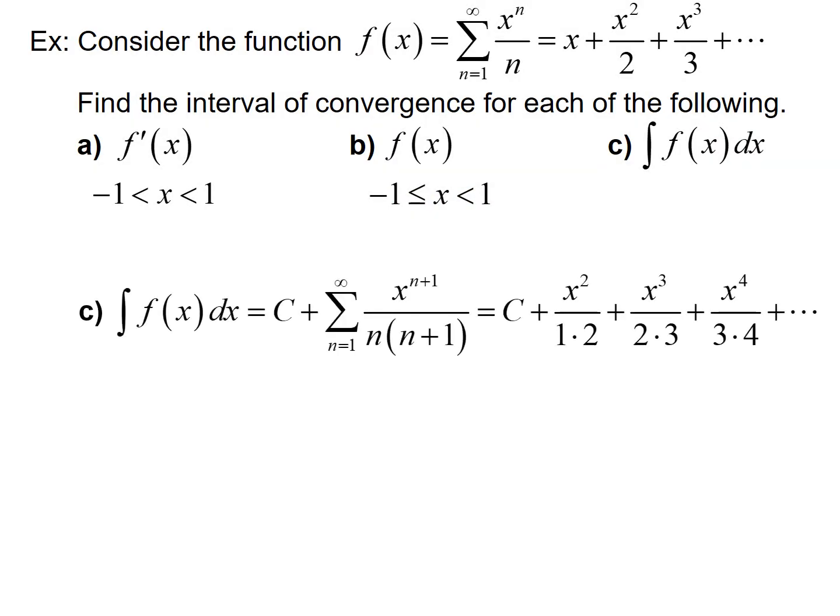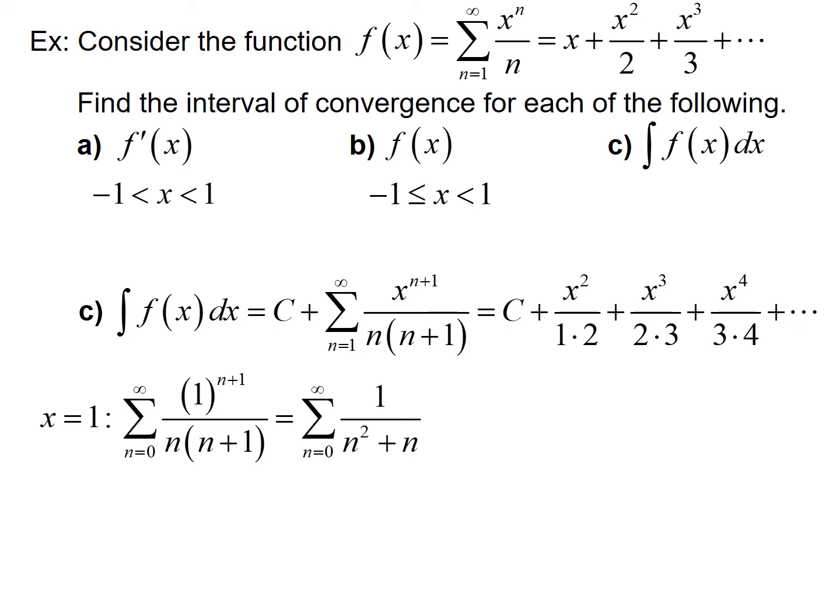And now the antiderivative, so we have our constant c. We take the antiderivative of each of these terms, and you can start to identify a pattern here that this is the sum from n equals 1 to infinity of x to the n plus 1 over n times n plus 1.